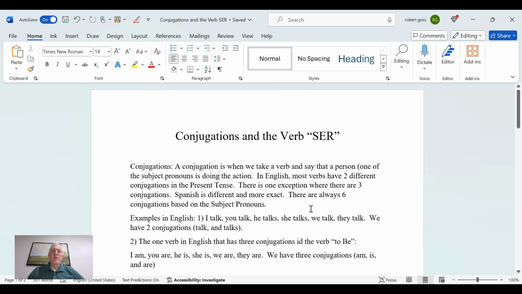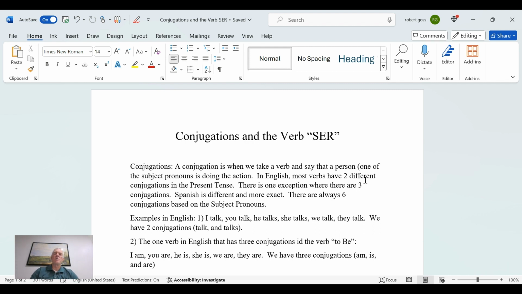And we're going to do the verb ser in Spanish. The verb ser is the most used verb in both Spanish and English. Ser means to be, and that's when we're using is, am, or are. Well, we're going to talk about a conjugation.